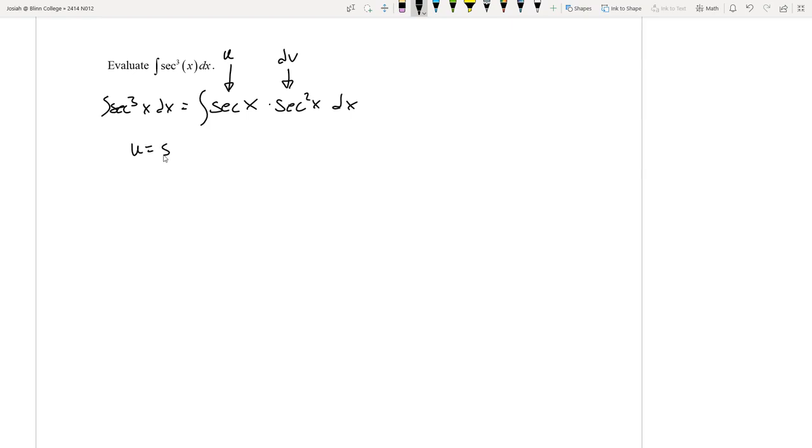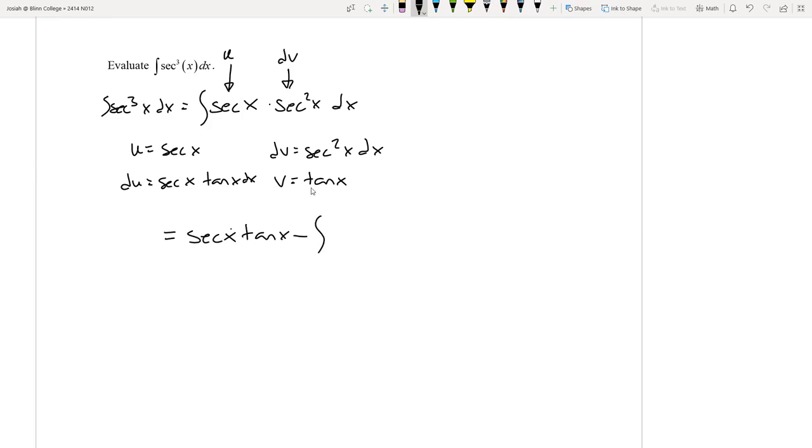So let u be the secant of x. dv will be secant squared of x dx. And so du will be secant of x tangent of x dx. And v will be tangent of x. All right, so we'll go ahead and set up. So we've got secant of x tangent of x, minus the integral of v du. So you've got secant of x tangent squared of x dx.